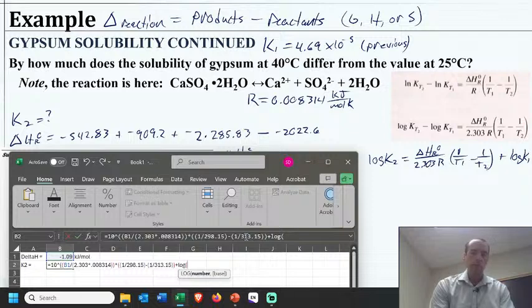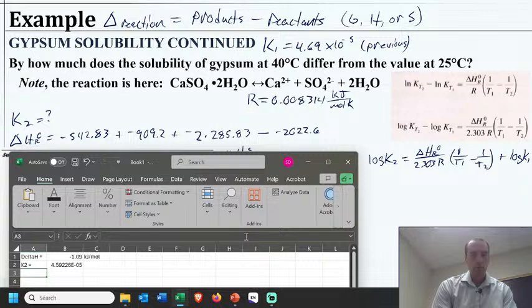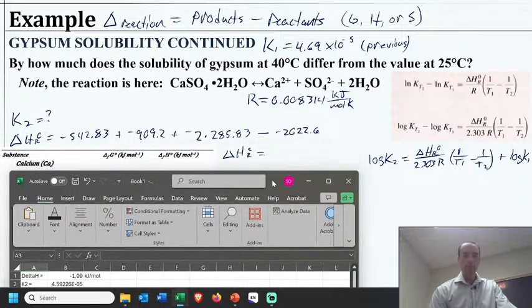And the gas constant needs to be switched to kilojoules though, because that's in joules. Okay. I did this a little messy, but I think that looks probably correct. Well, let me do this.